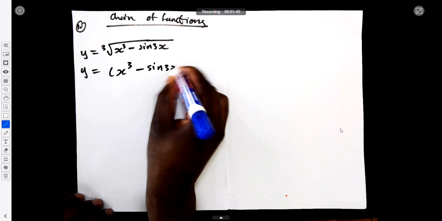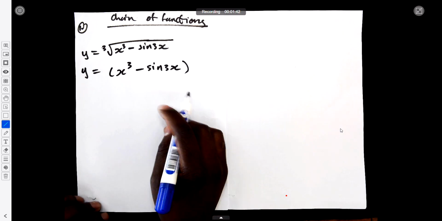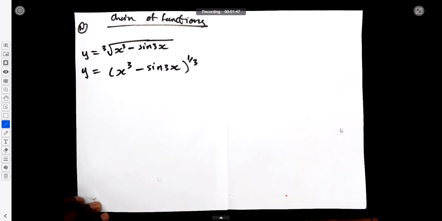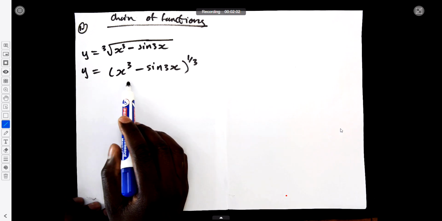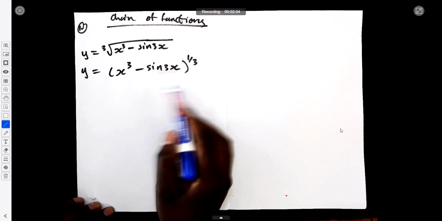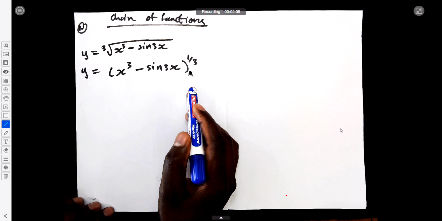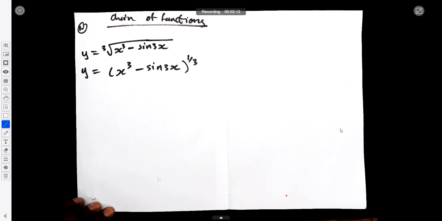So if we do so, we're going to have x cubed minus sine 3x, and changing that to an exponential format, it's a cube root, therefore in exponential format, it's 1/3. Now, if everything is in standard form, we can change the function. If you remember, on Friday we said that we see a function inside a bracket to the power of 1/3. So which means we have to apply the power rule accordingly and differentiate what is inside after.